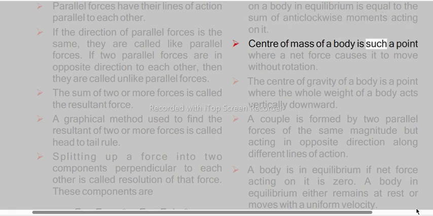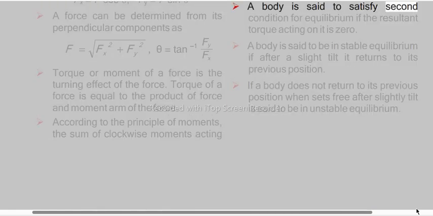The center of mass of a body is the point where a net force causes it to move without rotation. The center of gravity of a body is the point where the whole weight of the body acts vertically downward. A couple is formed by two parallel forces of the same magnitude but acting in opposite directions along different lines of action. A body is in equilibrium if the net force acting on it is zero. A body in equilibrium either remains at rest or moves with uniform velocity. A body is said to satisfy the second condition for equilibrium if the resultant torque acting on it is zero.